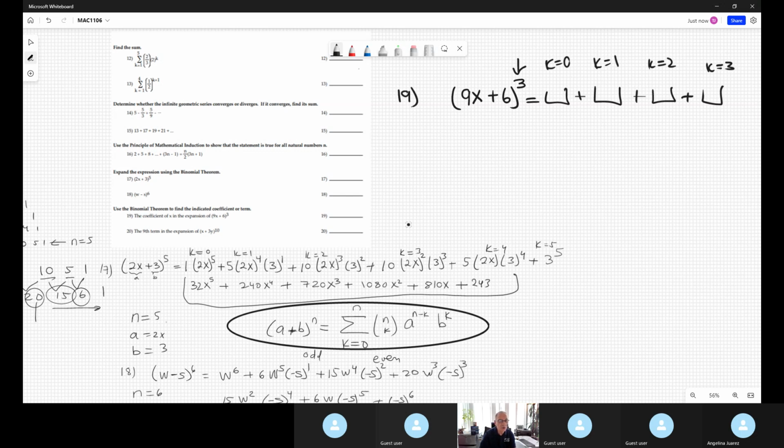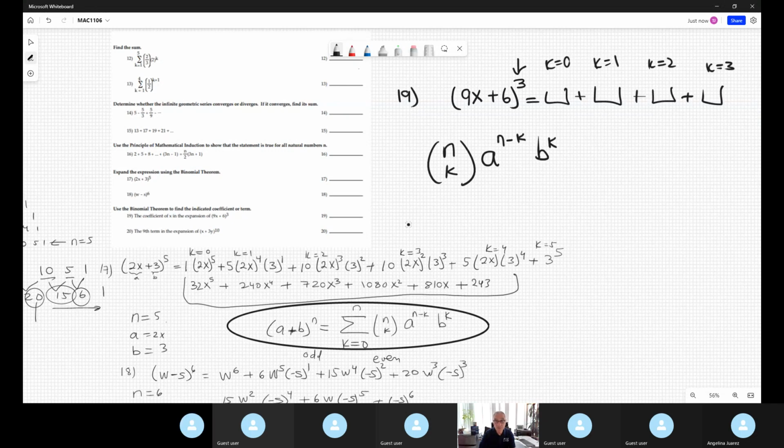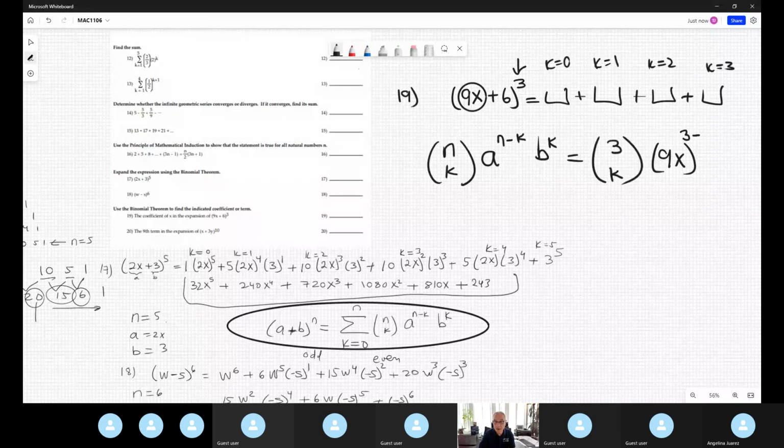However, the question says the coefficient of x. The expression is the combinatory number n, k times a to the n minus k times b to the k. It's a big formula. n is 3 because it's the exponent here. k, no idea, but I want to find out. a in our example is 9x, so we have 9x to the exponent 3 minus k, and b is 6, so 6 raised to the k power.